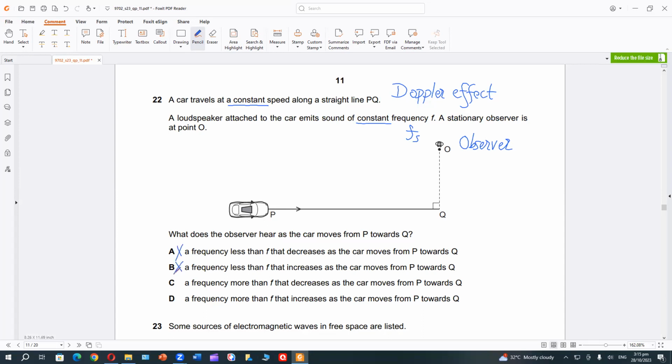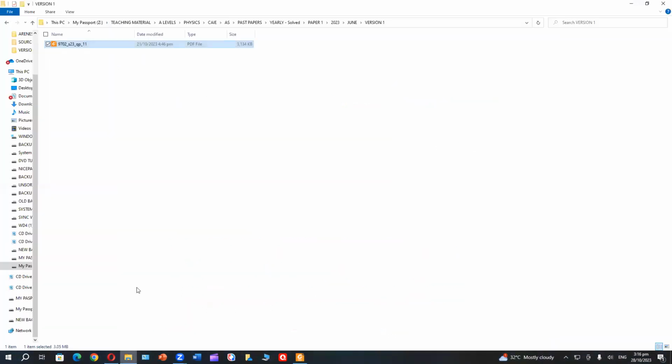Now how do we decide between C and D? C: a frequency more than f that increases as the car moves from P to Q. D: a frequency more than f that decreases as the car moves from P towards Q. Now between C and D. I'm also trying to show the relevance of the examiner report.